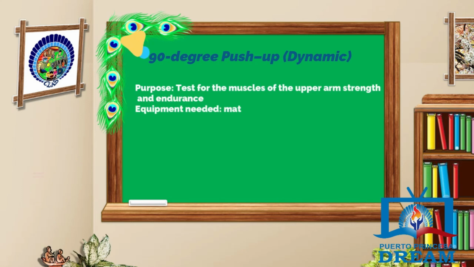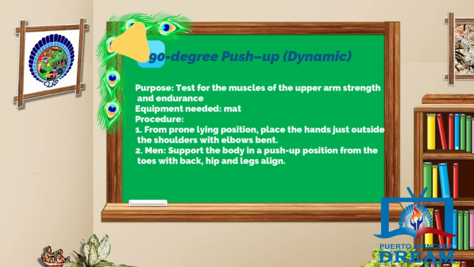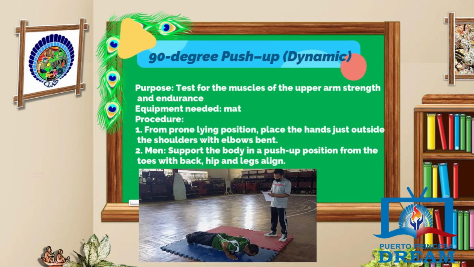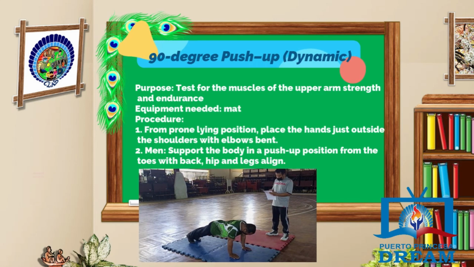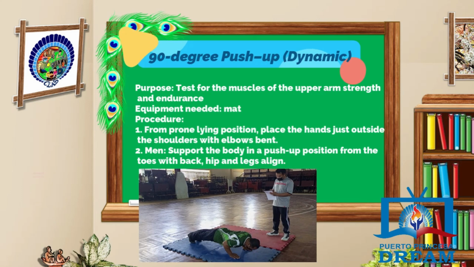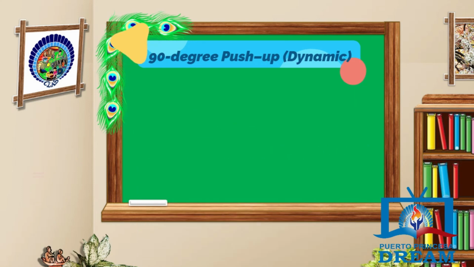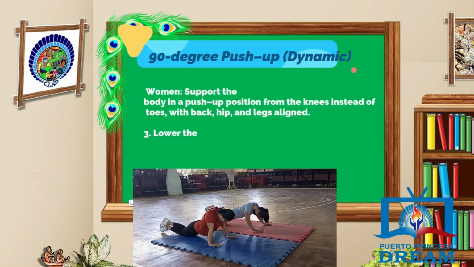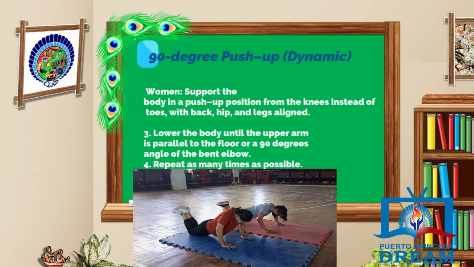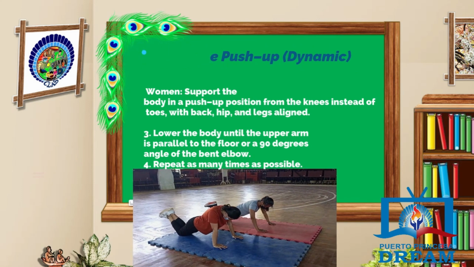90-degree push-up. Purpose: to test the muscles of the upper arm strength and endurance. Equipment needed: mat. Procedure 1. From prone lying position, place the hands just outside the shoulders with elbows bent. 2. Men, support the body in a push-up position from the toes with back, hip and legs aligned. Women, support the body in a push-up position from the knees instead of toes with back, hip, and legs aligned. 3. Lower the body until the upper arm is parallel to the floor or a 90 degree angle of the bent elbow. 4. Repeat as many times as possible.